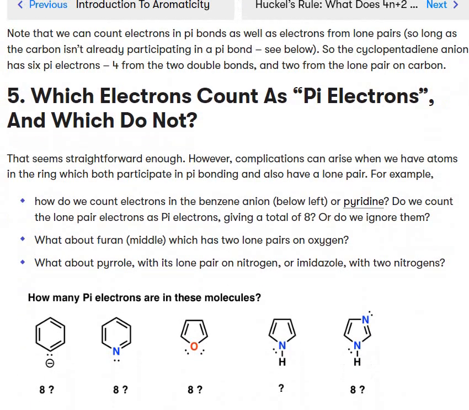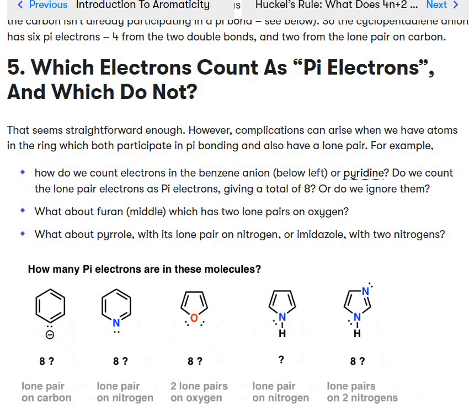So which electrons count as pi electrons and which do not count? That seems straightforward enough. However, complications can arise when we have atoms in the ring which both participate in pi bonding and also have a lone pair of electrons. For example, how do we count electrons in the benzene anion below left, or pyridine? Do we count the lone pair electrons as pi electrons, giving a total of 8, or do we ignore them?